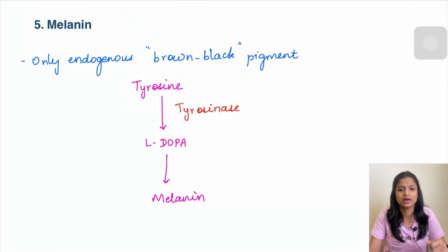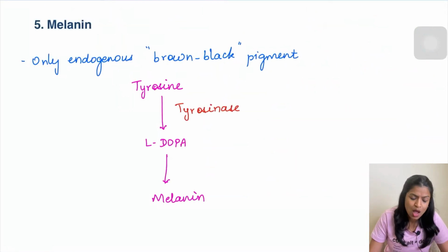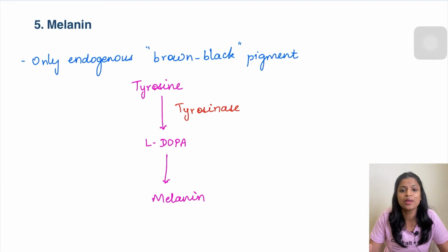So moving on to the next pigment, which is melanin. Melanin, we all know it is the pigment which is responsible for our skin color, right? So it is normally present in the basal layer of the skin. We have the melanocytes which contain this melanin pigment.